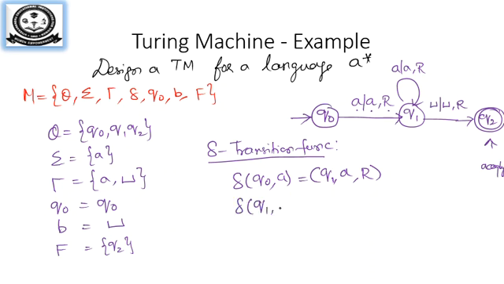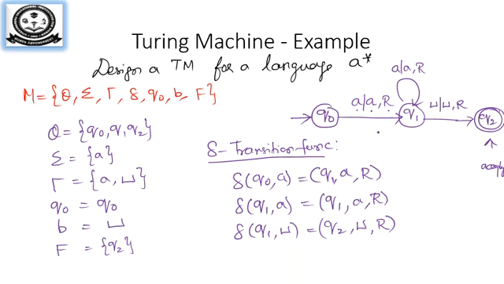Similarly, we have another one. So Q1, A: you will stay in the same state Q1 and you will write A and you will have a right direction. Then finally, when you are in Q1 and you have a blank space, then you will go to Q2 with the blank space written and to the right. Okay, so that's all the transition functions. We don't have any other transition function. So this is how we have designed a Turing machine for the given language A star.